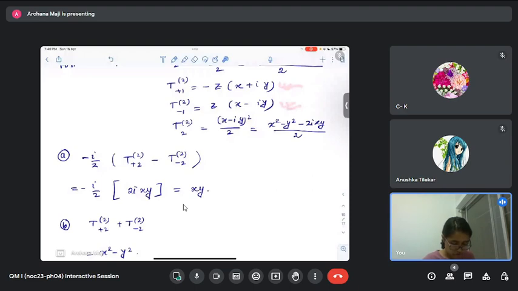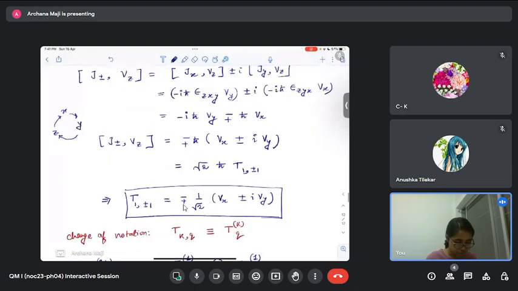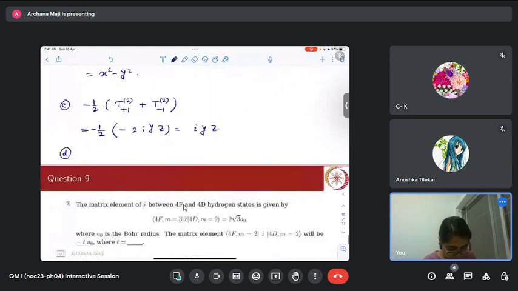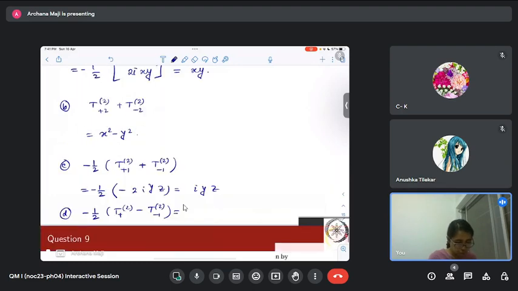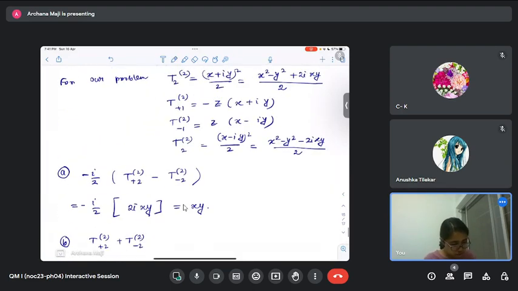So D option says minus half t plus 1 minus t minus 1. So t plus, is this. This, if you subtract from this, we get xz. So that is xz. So D option is the correct one.